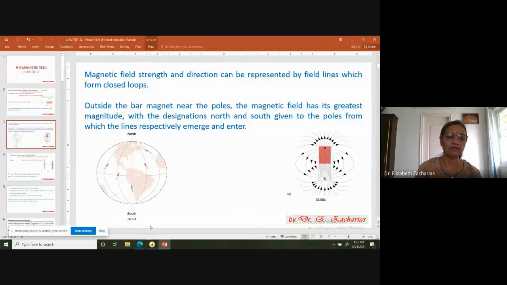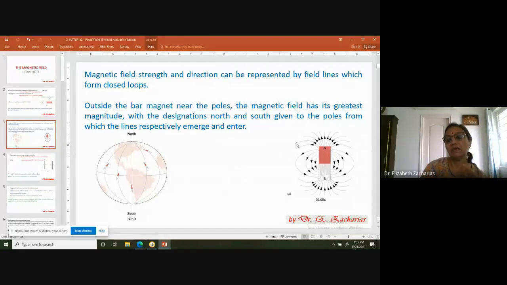Okay, and if you look at the earth here, there is this earth picture also given to you. That is just to show you what happens if you have a bar magnet or a compass. What will happen? You will find that the north of these bar magnets will always point towards the north pole of the earth, which is where you have your magnetic south.